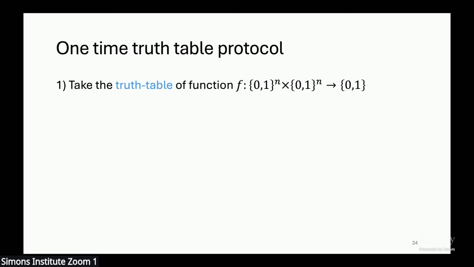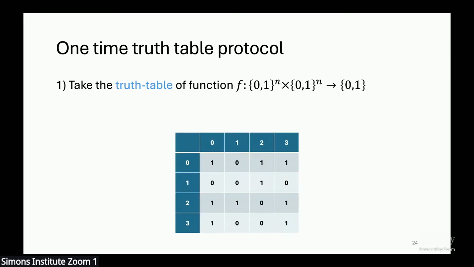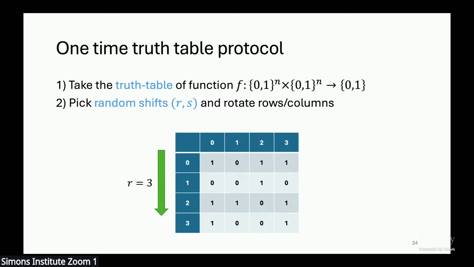Okay, so we want to evaluate a function. And now let's look at the truth table of this function. This is the inefficient part. So if the function has n bits from each party, or 2n bits of input, then this truth table is of size 2 to the 2n. Okay, but we can represent this as a matrix here, just the toy 4x4 case. And now we're going to take this truth table and just randomly permute it by picking a random shift to permute the rows, and then pick another random shift to permute the columns.